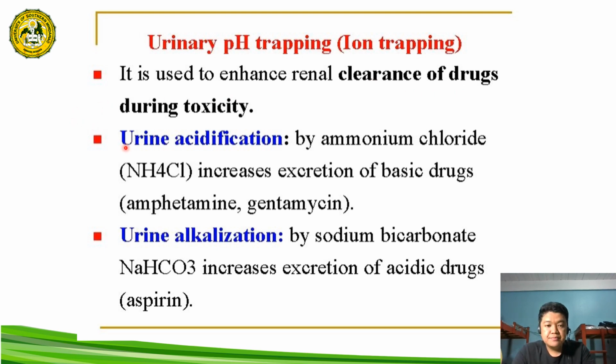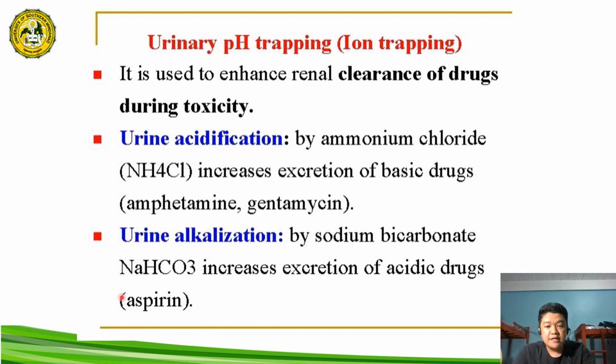So for example, there is amphetamine or gentamicin toxicity. Since these drugs are basic, we can use an acidifying agent such as ammonium chloride in order to acidify the urine. So when we acidify the urine in a case of basic drug toxicity, we are going to increase the ionization of this drug, so this will increase its excretion.